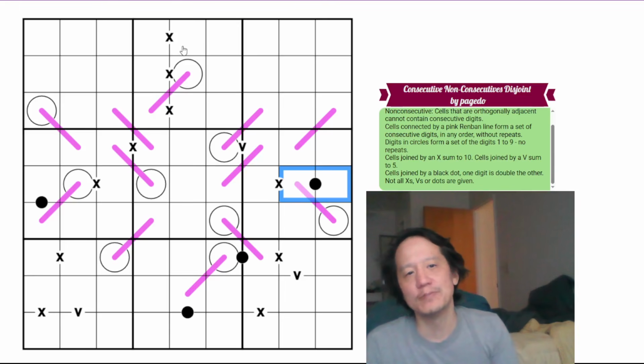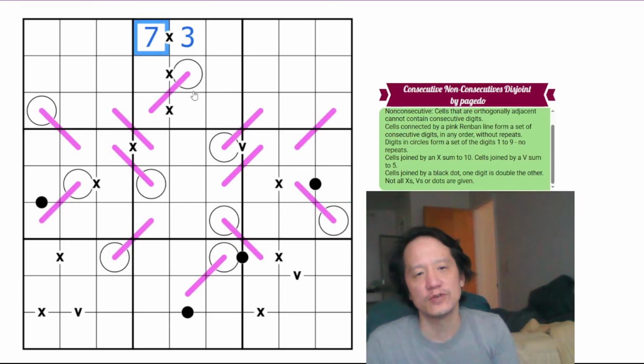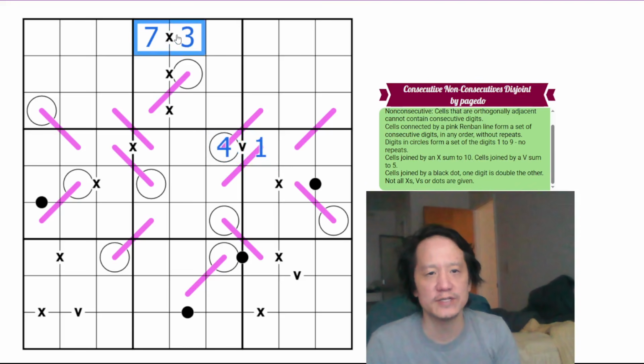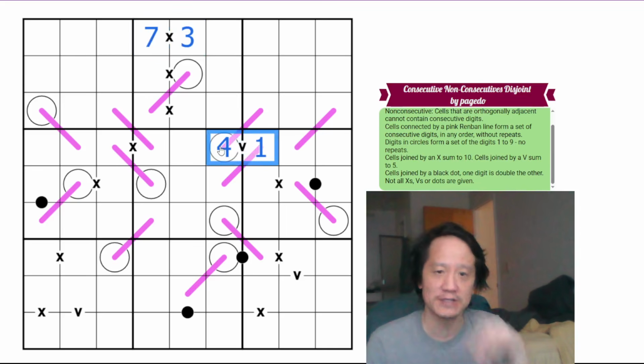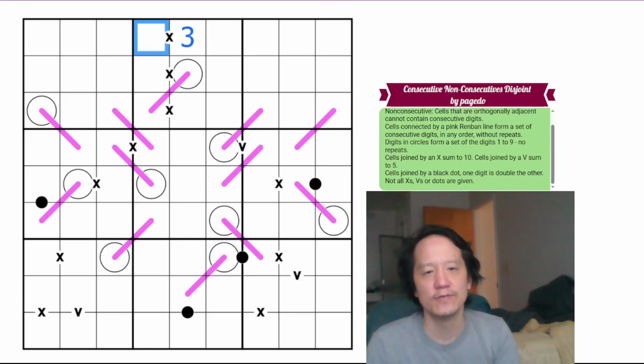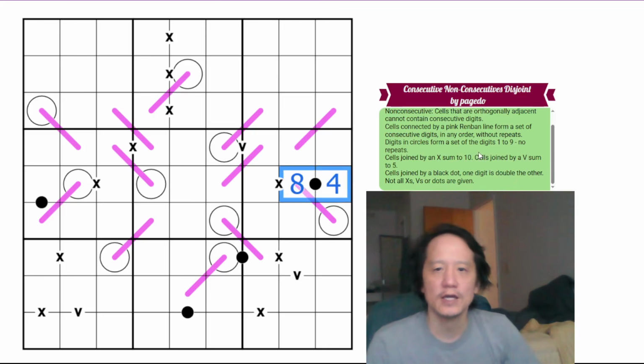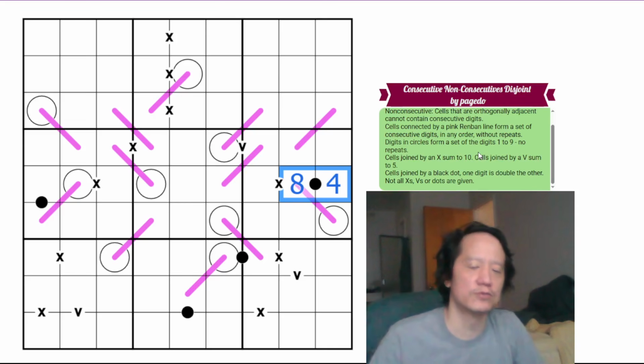So as examples, if this were, say, a 3, this would have to be a 7. If this were, say, a 4, this would have to be 1. This would have to be 7 because this adds up to 10. This would have to be a 1 here because they must add up to 5. If this were, say, a 4, this would be 2 or 8, because these must be in a 1 to 2 ratio between them. And those are all the rules.